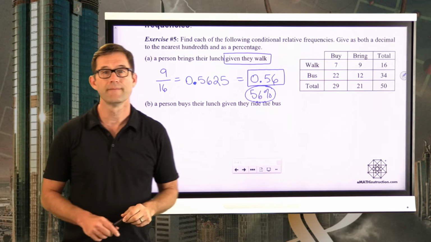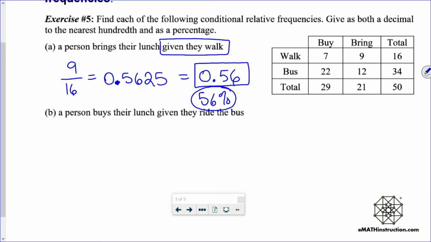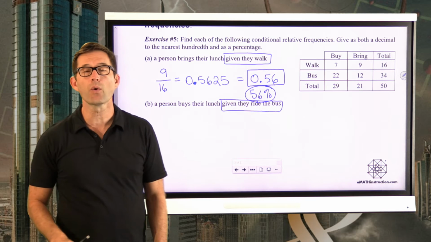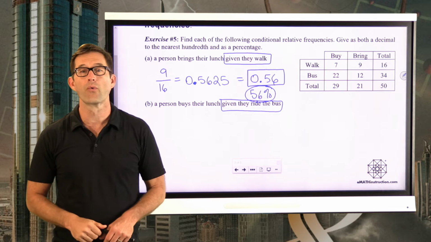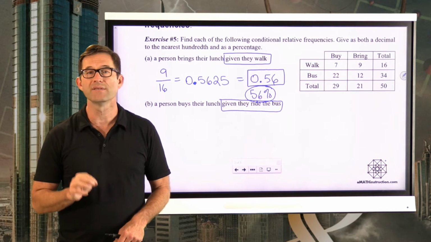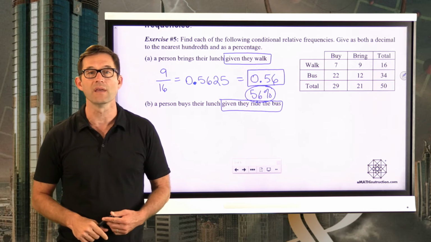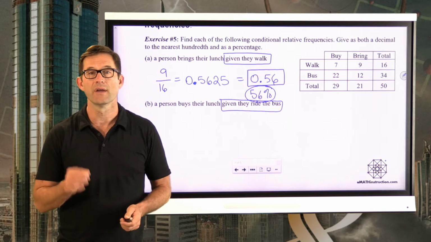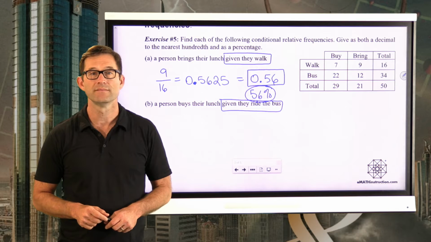at letter B. A person buys their lunch given they ride the bus. All right? So again, here we only care about the people riding the bus. That's all we care about. So pause the video now and see if you can find the relative frequency that a person buys their lunch given that they ride the bus.